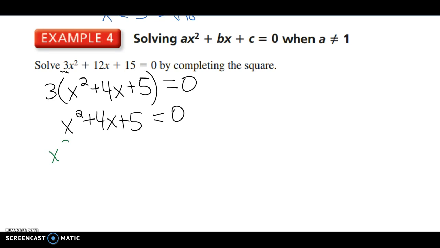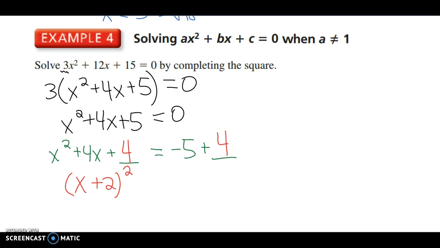So now I want to solve it exactly like example 3. I leave my x's on the left-hand side and leave a little space so that I can complete the square. And then move my 5 over so I get negative 5 and then plus my little space. When I complete the square here, I do 4 divided by 2 and then square it. So I get 4. And when I add that on both sides, I can rewrite the left-hand side as x plus 2 all squared equals negative 1.